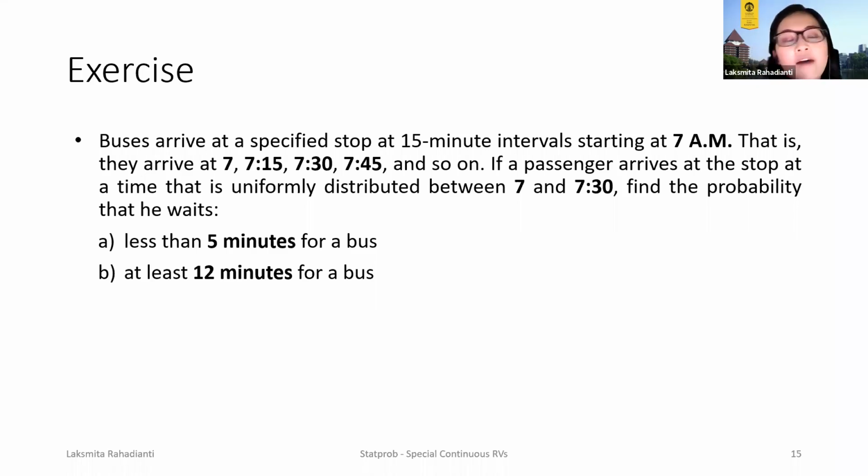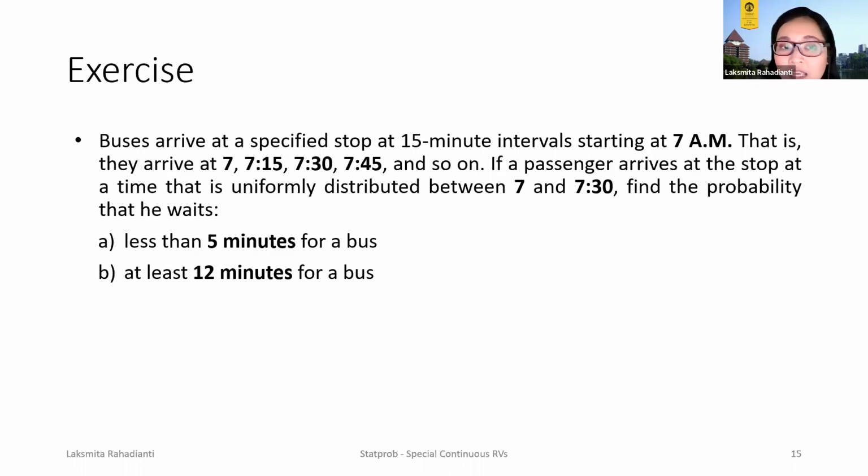So you have a bus stop. You have buses coming at this stop at 15 minute intervals. Let's assume that this bus stop is not in Indonesia, because buses in Indonesia would not come on time. So you can assume that these buses come on time. They come at 7, 7:15, 7:30, and 7:45.